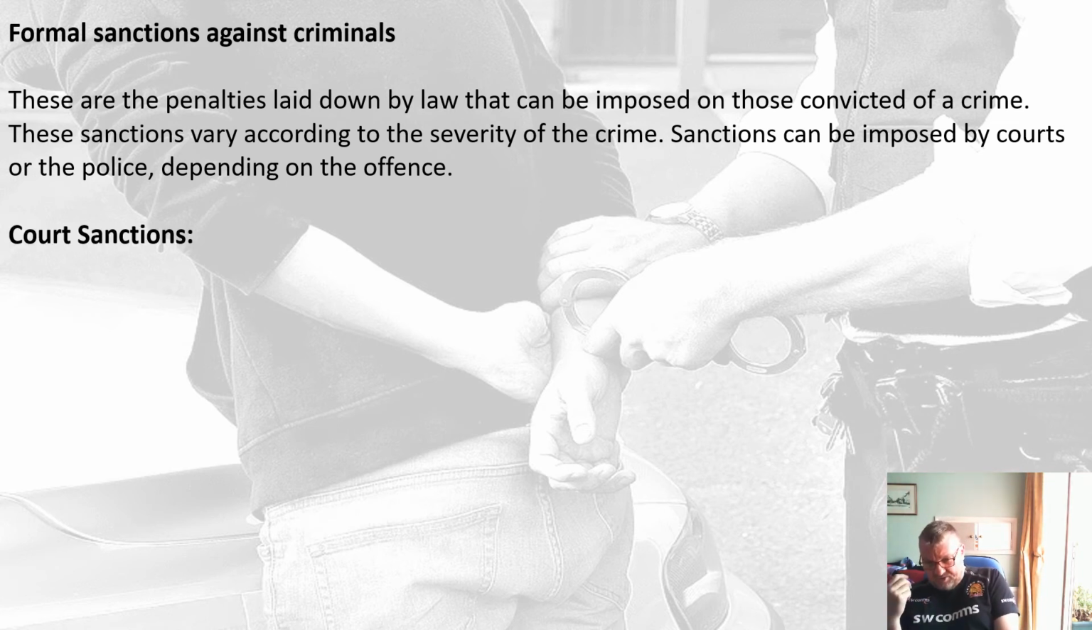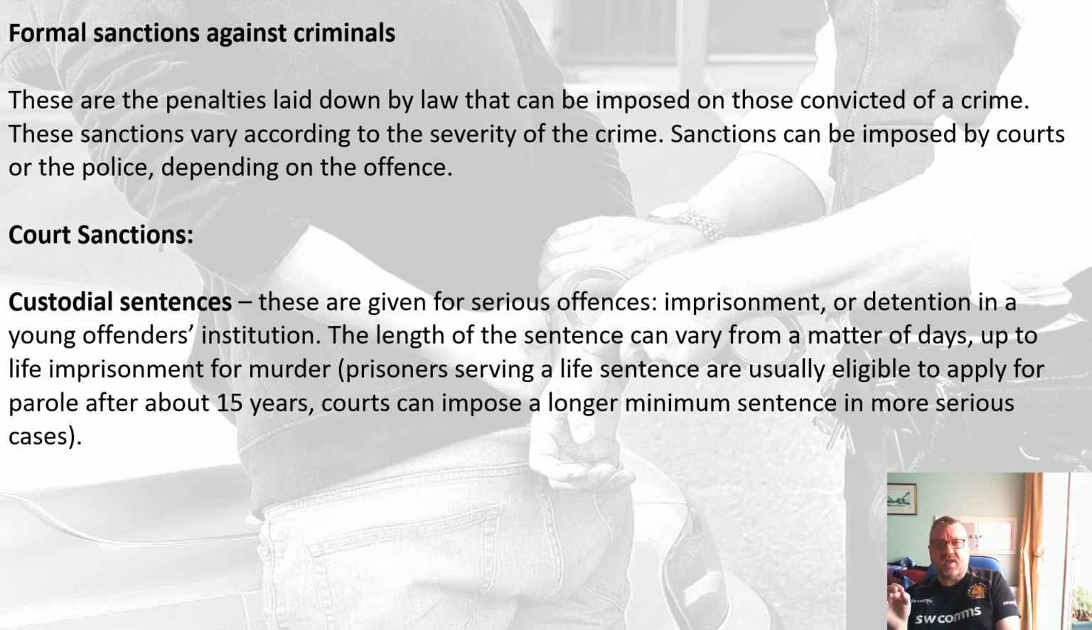So if we go with court sanctions, and I mean both a Crown Court and a Magistrates' Court, they can give basically 4 different types of sanction. First sanction they can give is a custodial sentence. In general, custodial sentences are given for serious offences. So custodial sentence is imprisonment, or if you're a youth, a detention to young offenders institution.